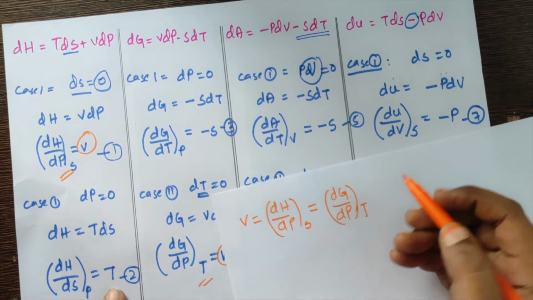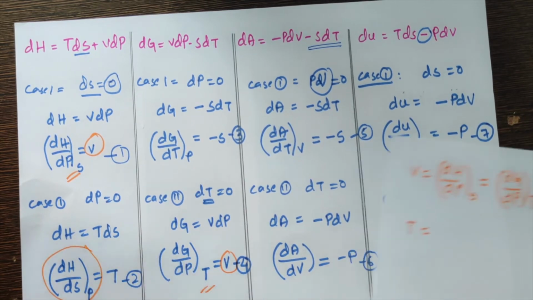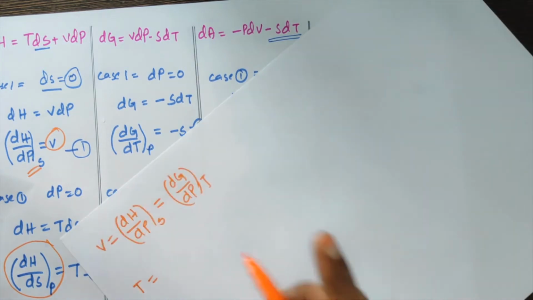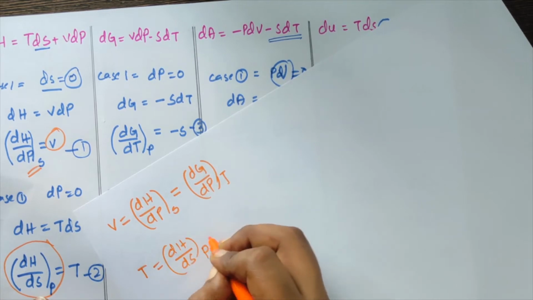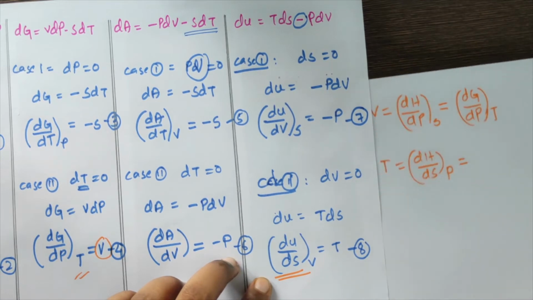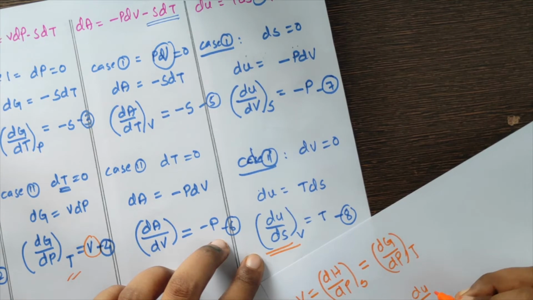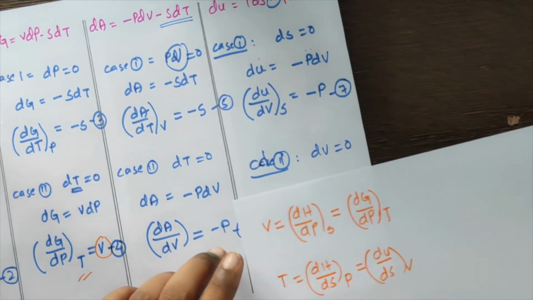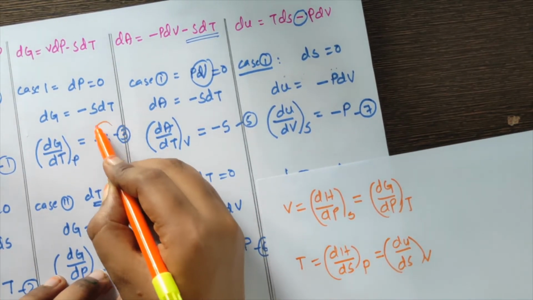Let us take T. Here for T, there is one relation and there is another relation over here. Then T will be equal to what? dH by dS at constant P, and another value for T is derived from this equation. Then this will be equal to dU by dS at constant P. And now we have completed volume and temperature terms.